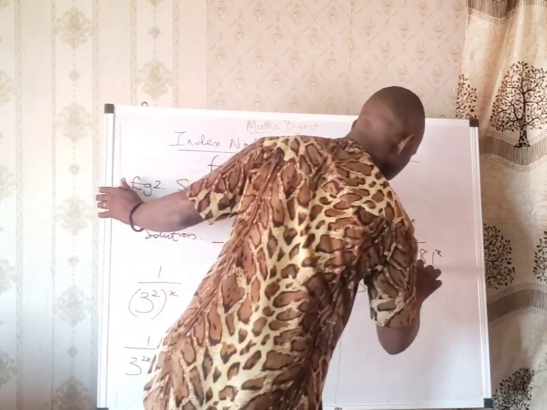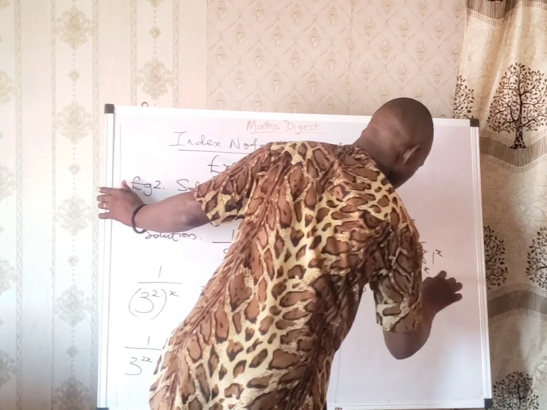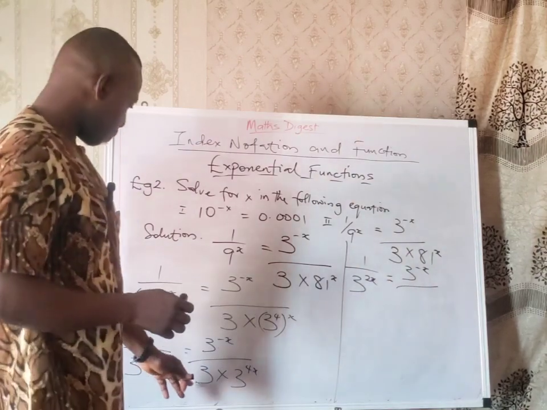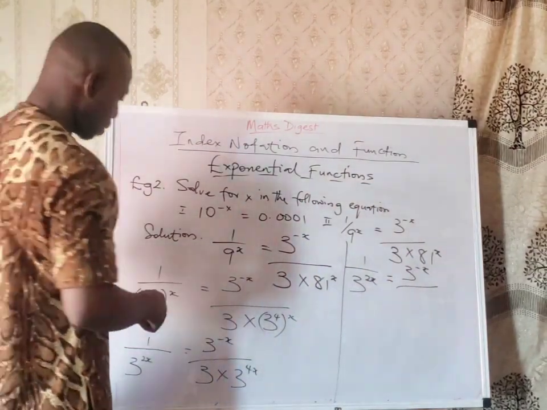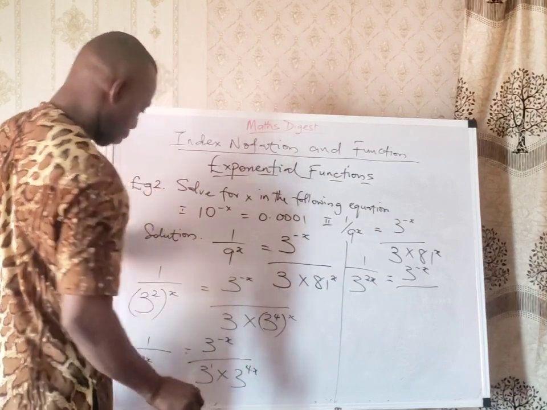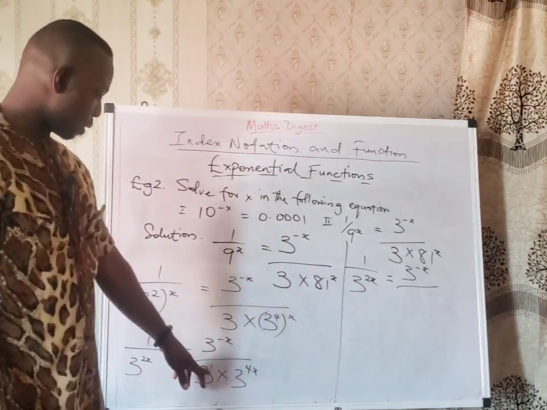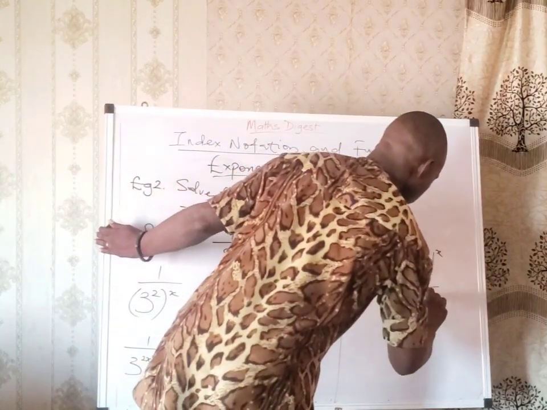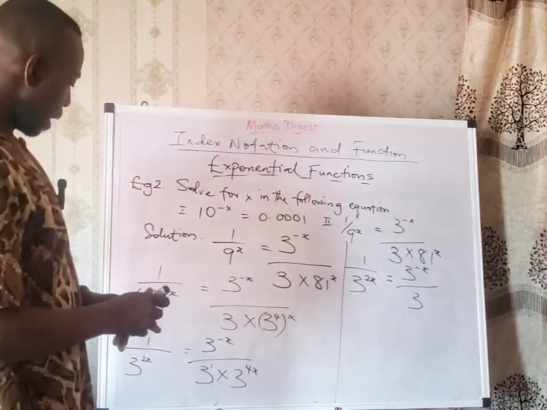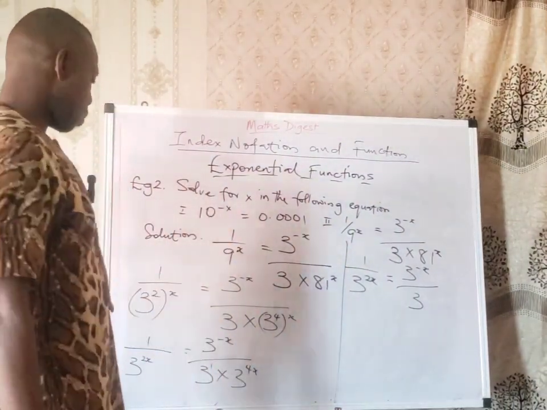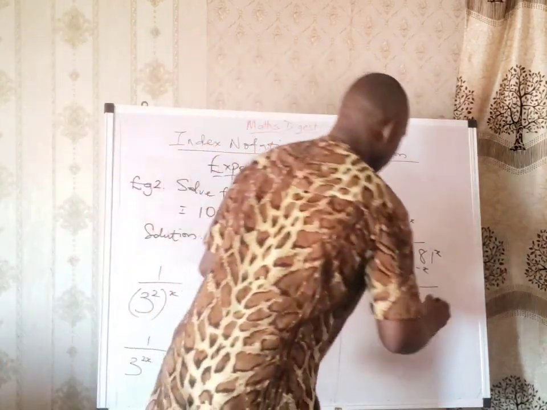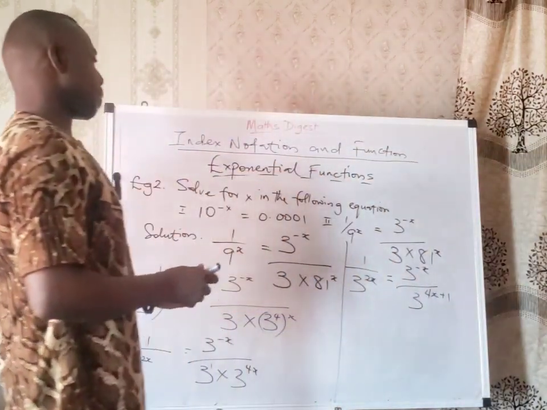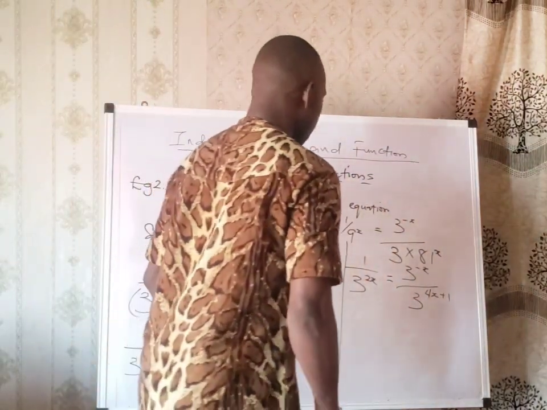3 raised to power minus x over, now looking at this, remember this is just like saying that there is 1 on top of this. So for the product rule, you have the common base here, we have 3, and the powers will be added. So with this we have 4x plus 1.